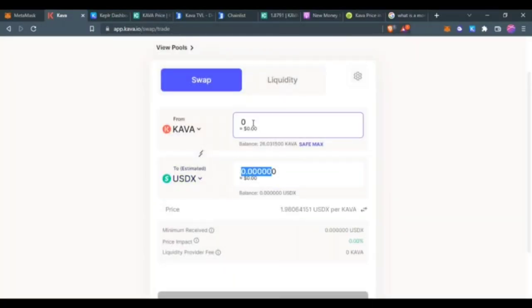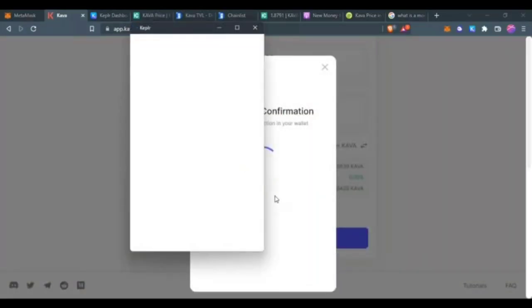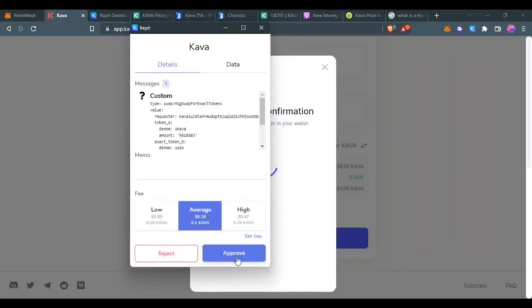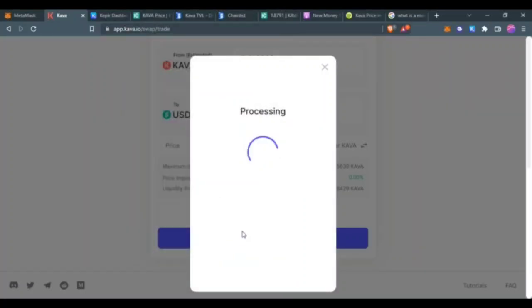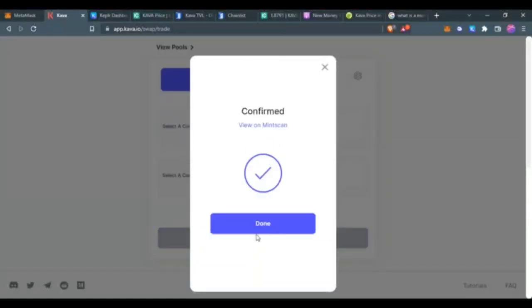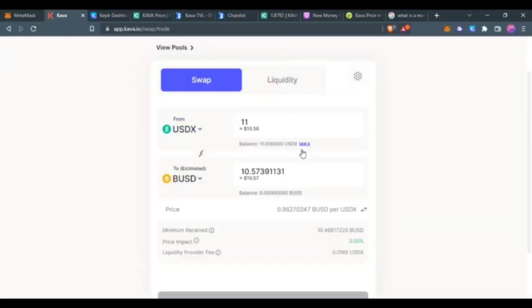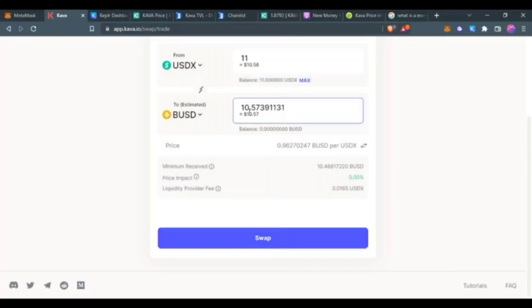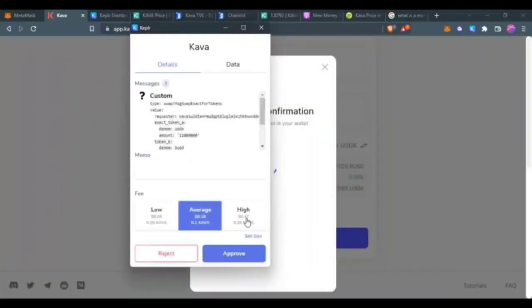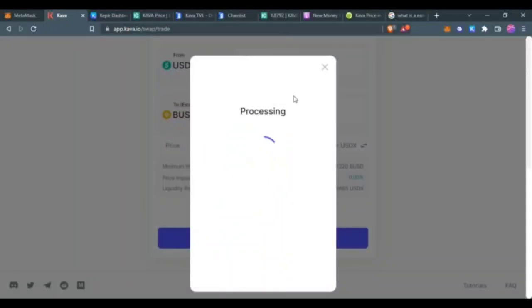Let's get us, I don't know, 11 USDX. Swap this out. We can do an average for 18 cents. Prove that. Average processing speeds. This has now been confirmed. So now what we want to do is take that USDX and trade that for BUSD, which is going to give us about $10.50. Let's prove this.